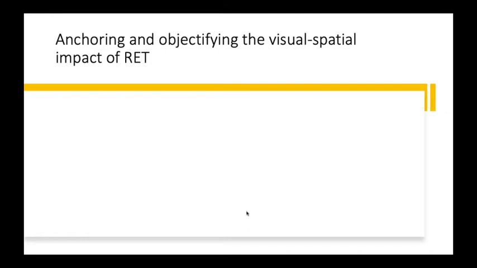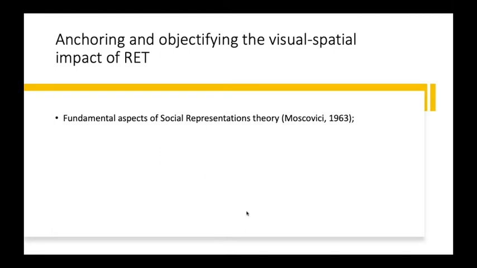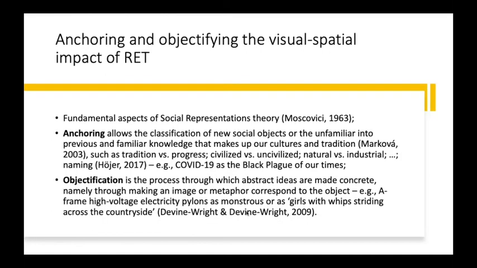So I don't think I have too much time. So just to say that this is still a work in progress, but our proposal is really that we might use certain analytical tools from social psychology, in this case anchoring and objectification, that might help us to identify how people make sense of the visual spatial impact of renewable energy technologies in relation to these three dimensions in their discourse and communication.